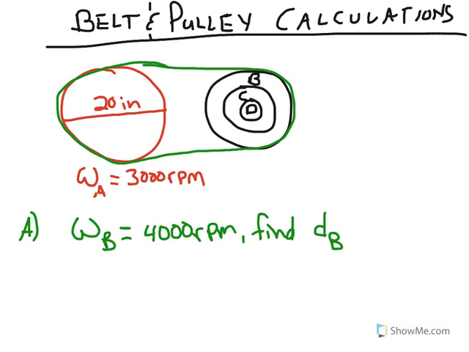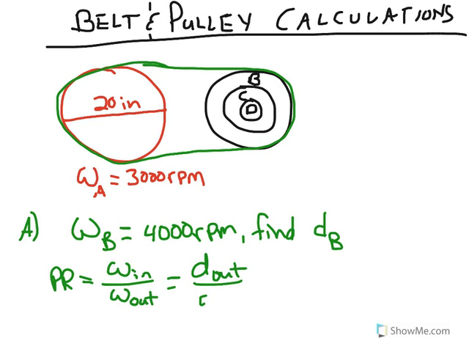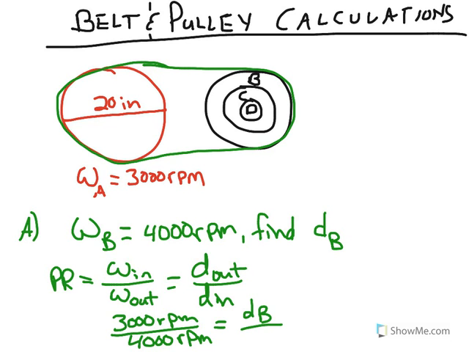So using our belt and pulley ratio, we know that the angular velocity of the in divided by the angular velocity of the out should be equal to the diameter of the out divided by the diameter of the in. In this problem, we know that the angular velocity of the in, which is what A is in this case, is 3,000. Angular velocity of the out, we were just told, is 4,000. And that is equal to the diameter of the out, which we don't know, that's the diameter of B, divided by the diameter of the in, which is 20 inches.